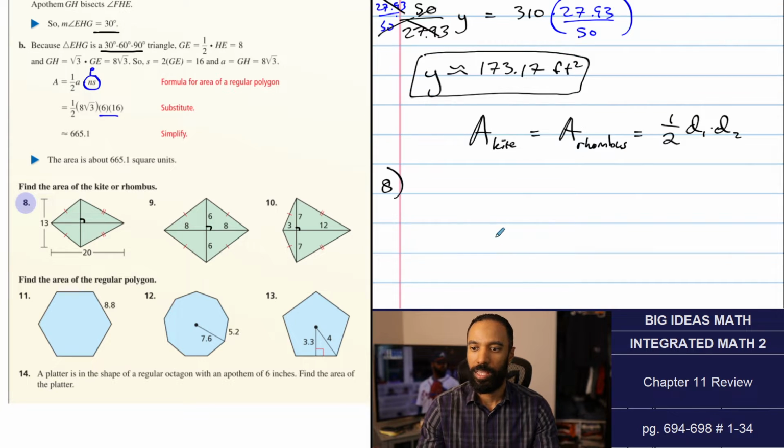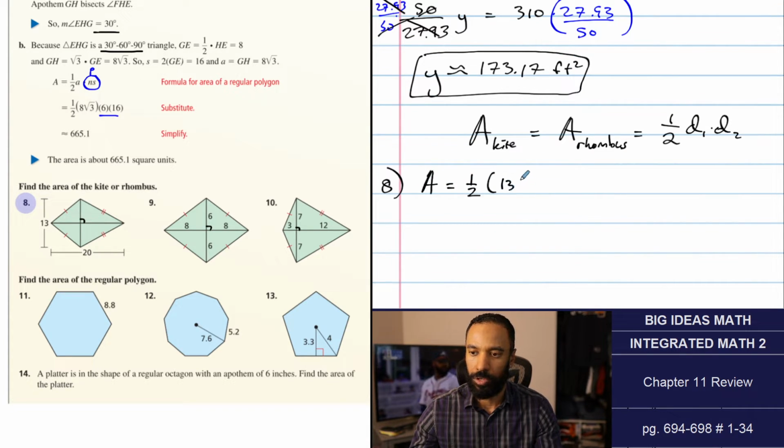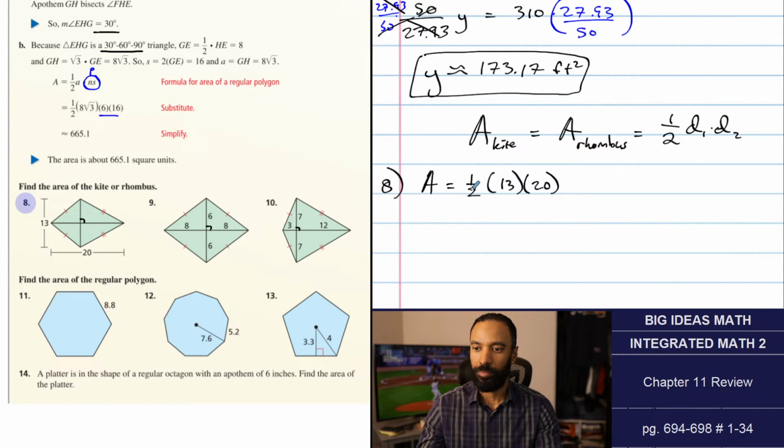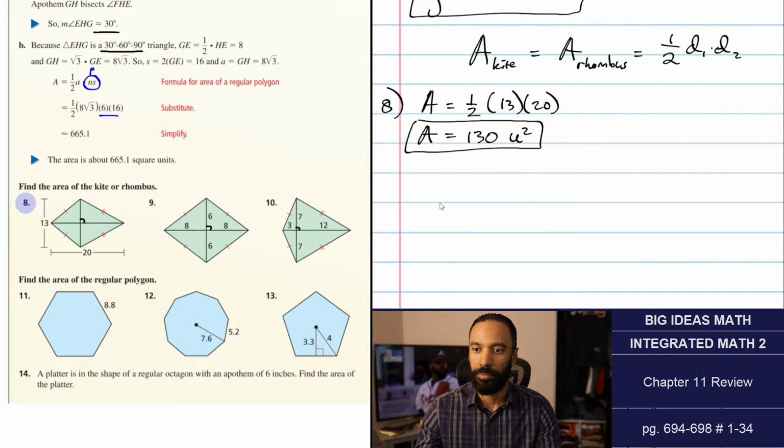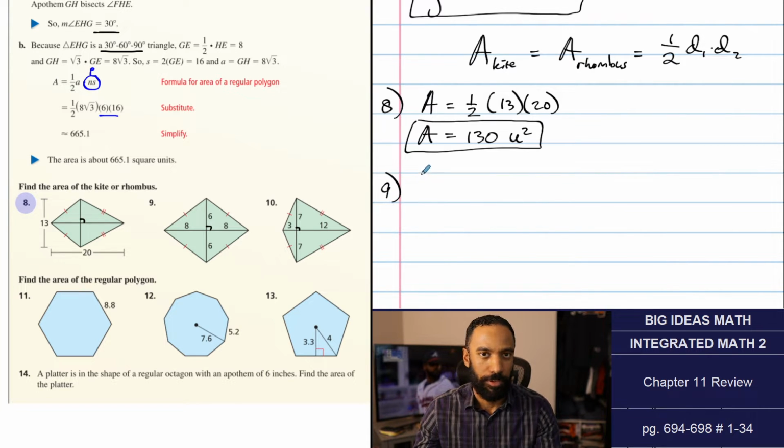So straight up, the area of that kite is going to be 1/2 diameter 1, let's call it 13, times diameter 2 of 20. Half of 20 is 10, and 10 times 13 is 130. We get 130 square units there, and I will put u squared for that. It's exact. No in terms of pi stuff for now.